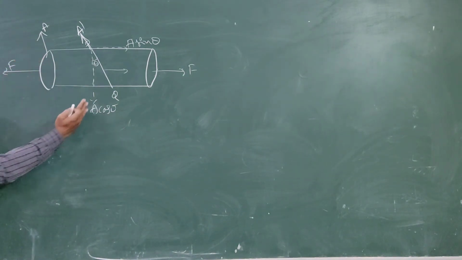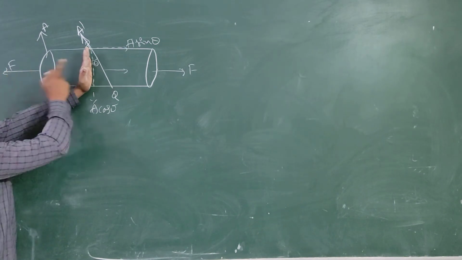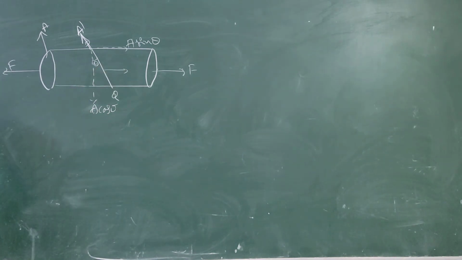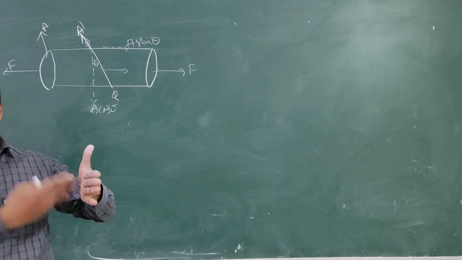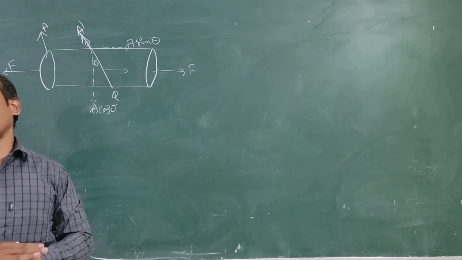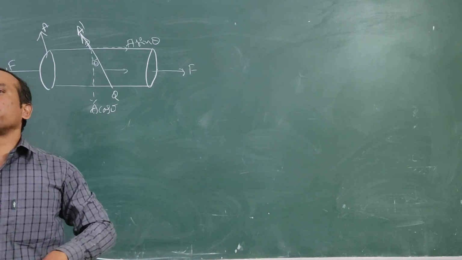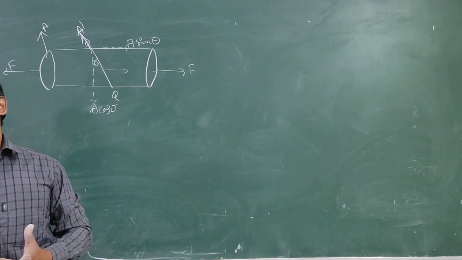So one force is perpendicular, and another force is parallel to the surface of the area. Here two forces are applied: F cos theta perpendicular to the surface of the cylinder, and F sin theta parallel to the surface of the cylinder. So F sin theta is the tangential force, and F cos theta is the perpendicular force.